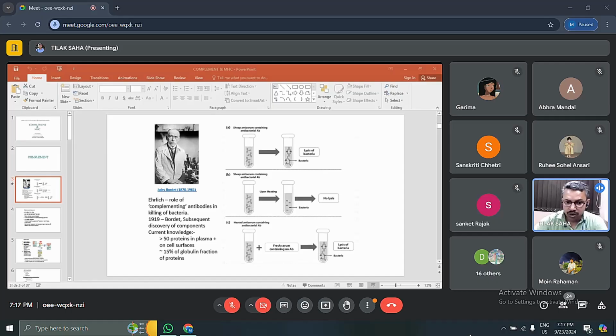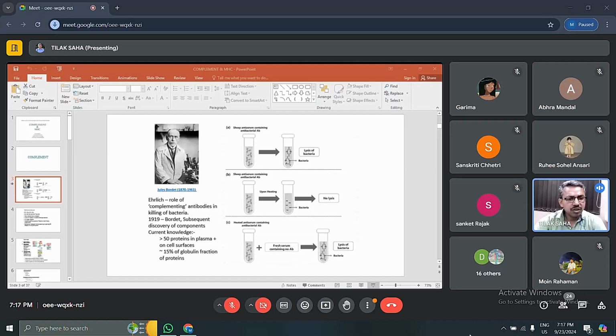I hope all of you understood this experiment. It was a very nice experiment performed by Jules Bordet. Later on, he also characterized certain proteins. Nowadays, we know that there are a lot more proteins, around 50 different types, that are expressed not only on the plasma membrane but also in secreted form.